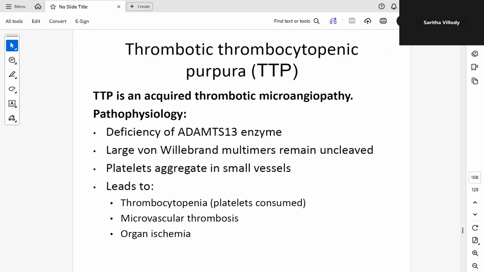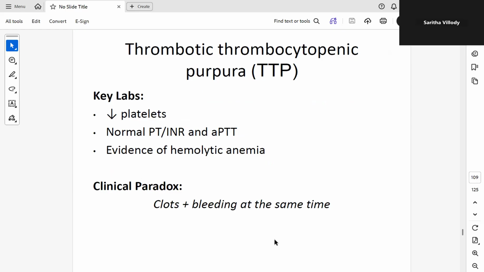So, as a result of that deficiency of enzyme, the platelets will clump together in smaller blood vessels and eventually get destroyed. So it forms a thrombosis and eventually fibrinolysis happens. So platelets are then broken down. As a result, it leads to thrombocytopenia. And as I said, it's a very rare condition. Something to look for is clots and bleeding at the same time.